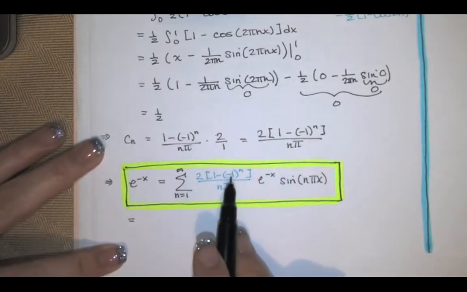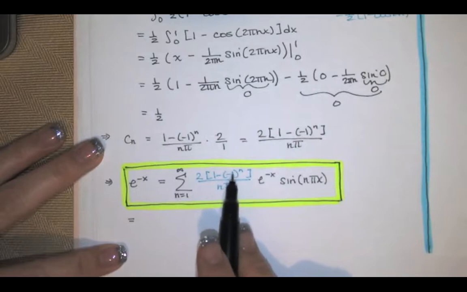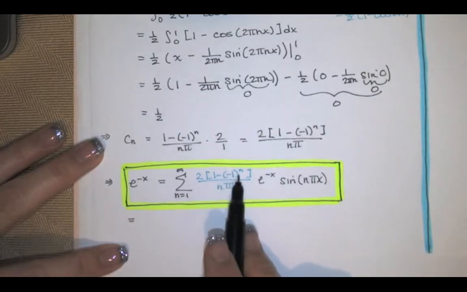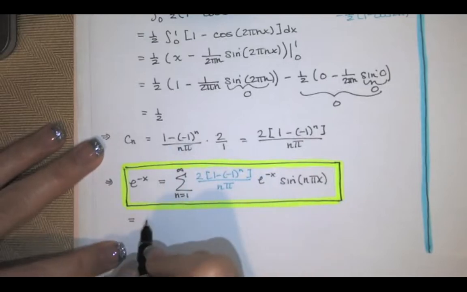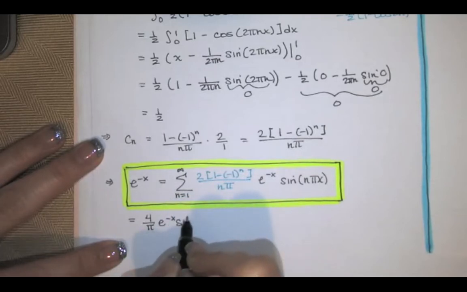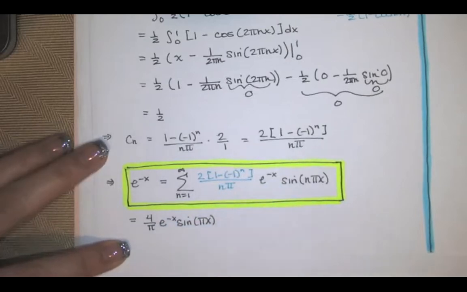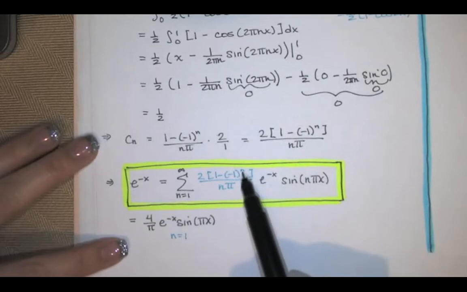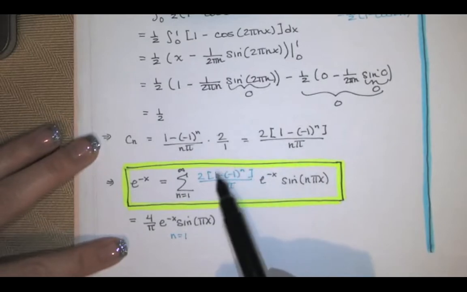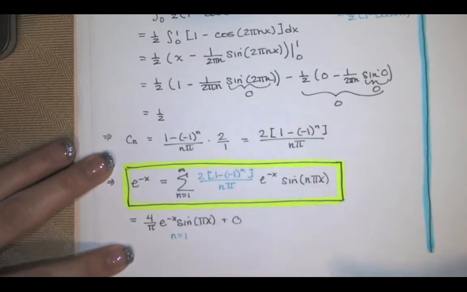So when n equals 1, we're going to have -1, or 1 minus (-1) to the first. So that's going to be 1 minus -1, or 2, times 2. So it's going to be a 4 over pi times e to the negative x times sine of, if n equals 1, pi x. That's the n equals 1 term. Now when n equals 2, we're going to have (-1) squared, which is 1. Then we'll have 1 minus 1, which is 0. So the n equals 2 term is just a 0.